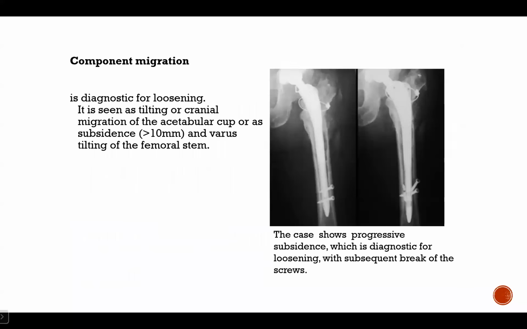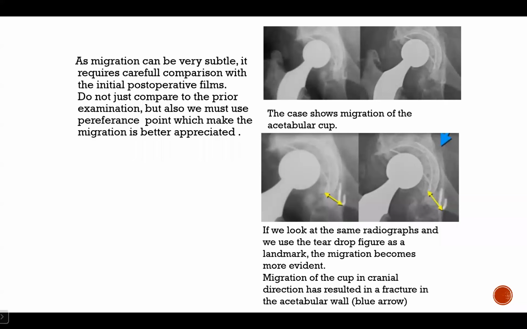Component migration is diagnostic for loosening. It's seen as tilting or gradual migration of the acetabular cup, or as subsidence of more than 10 mm and varus tilting of the femoral stem, as we are seeing in this radiograph. As migration can be very subtle, it requires careful comparison with the initial postoperative film.